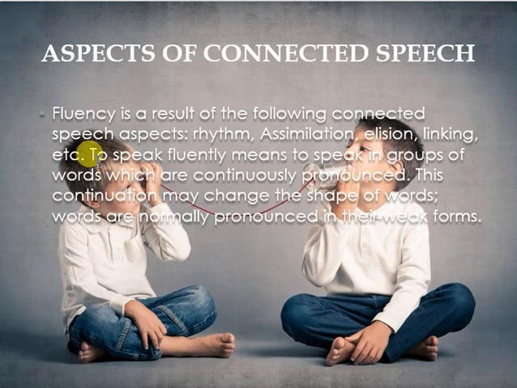To speak fluently means to speak in groups of words. When you want to speak in a fluent manner, you have to use certain groups of words. You have to group words together. It doesn't work like that when you separate words. When you separate words and pronounce each word in a careful way, this is going to appear unnatural.